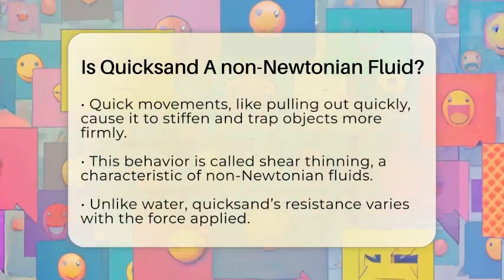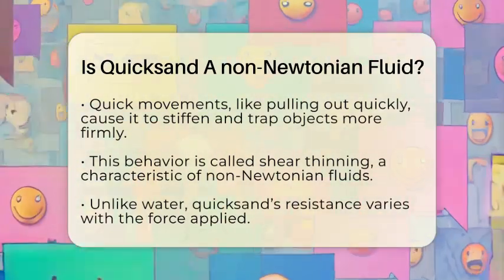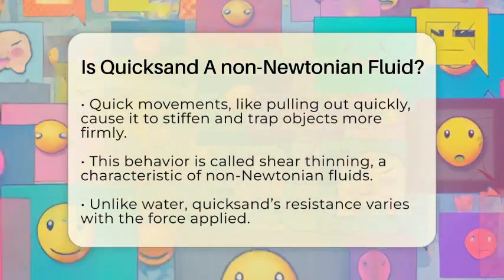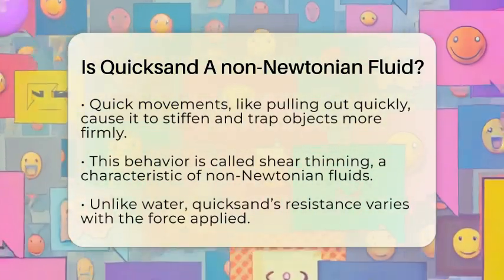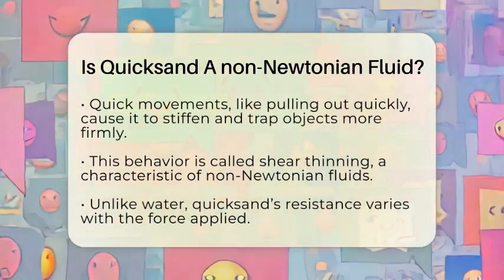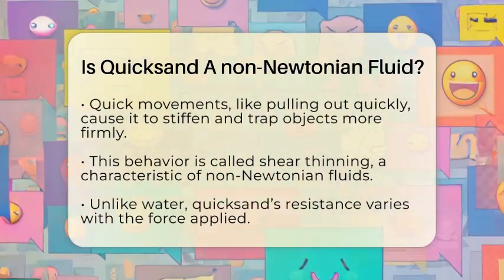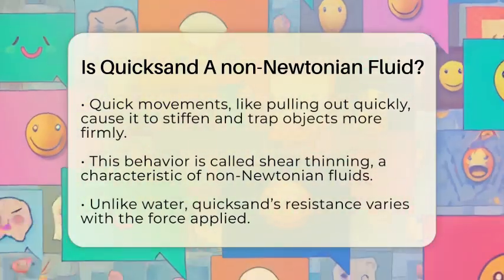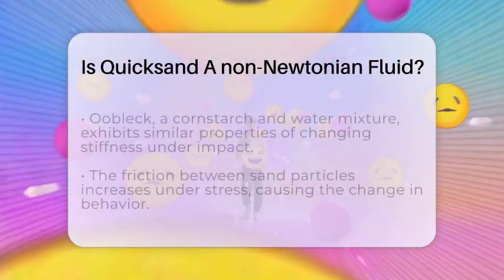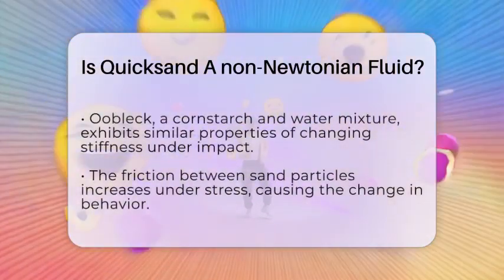This sudden change is called shear thinning. It's a property of non-Newtonian fluids, where the viscosity or resistance to flow depends on the force applied. Unlike water, which flows the same no matter how you stir it, quicksand's resistance increases or decreases based on how fast or hard you move.